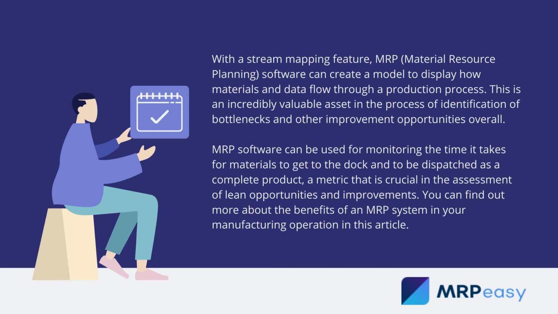With a stream mapping feature, MRP, Material Resource Planning software, can create a model to display how materials and data flow through a production process. This is an incredibly valuable asset in the process of identification of bottlenecks and other improvement opportunities overall. MRP software can be used for monitoring the time it takes for materials to get to the dock and to be dispatched as a complete product, a metric that is crucial in the assessment of lean opportunities and improvements. You can find out more about the benefits of an MRP system in your manufacturing operation in this article.